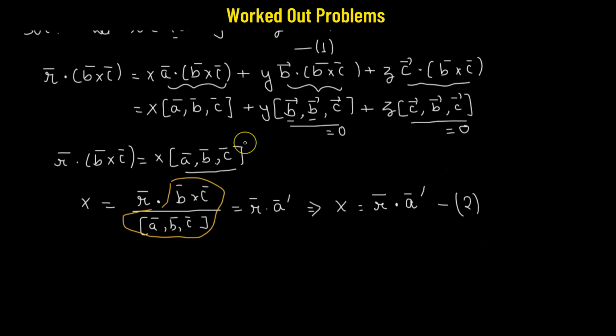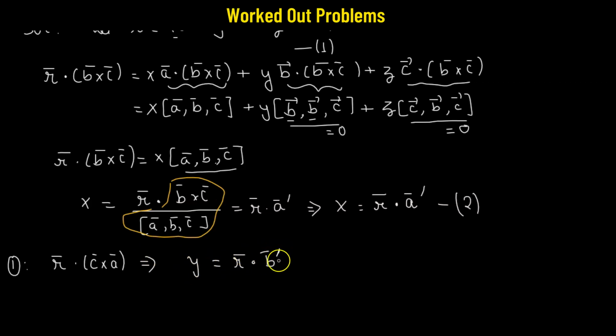If we use the same method, next we'll take vector r in equation number 1 and dot it with c cross a. This process is going to give us the value for y, which will be vector r dotted with b prime, the reciprocal of vector b. So this will be equation number 3. Similarly, we'll take equation number 1 and take the dot product of vector R with A cross B, and this is going to give us the value for z, which will be vector R dotted with the reciprocal vector C prime. So this will be 4.